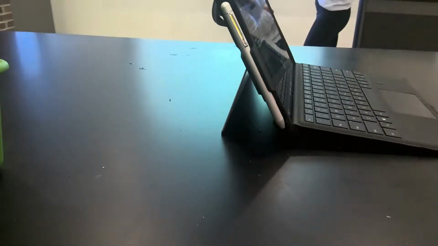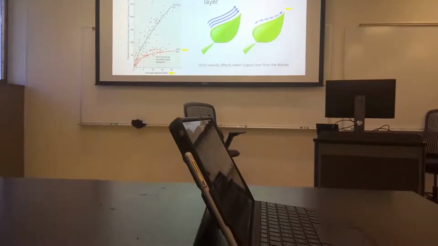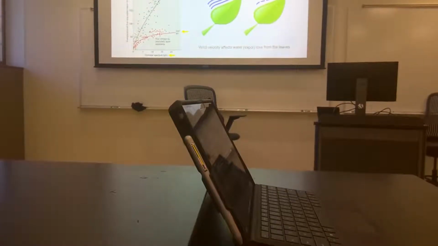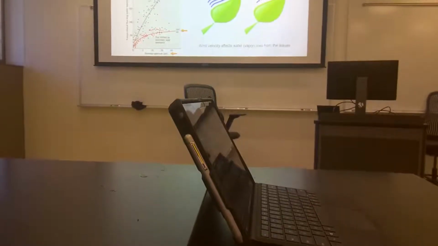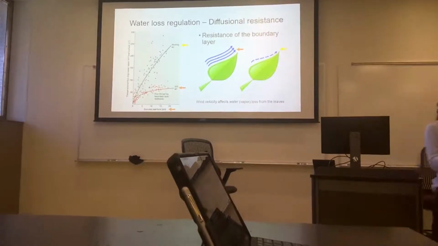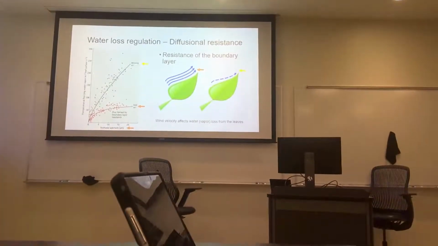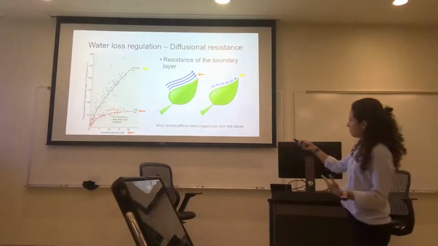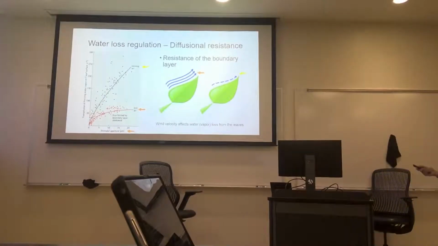Here you have the still air. If there isn't a lot of wind, the water that is lost is directly related to how much the stomata are open, because there's no other effect. But when you have moving air, it's the stomata, but also the moving air is going to increase how much water vapor is lost from the leaf. So the wind velocity also directly affects water loss, not just the stomata but the air around it.